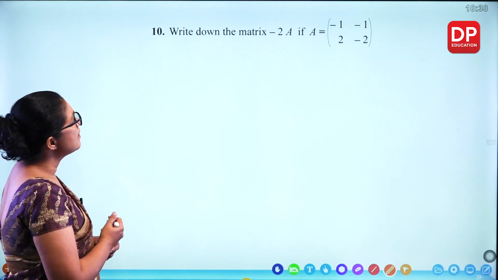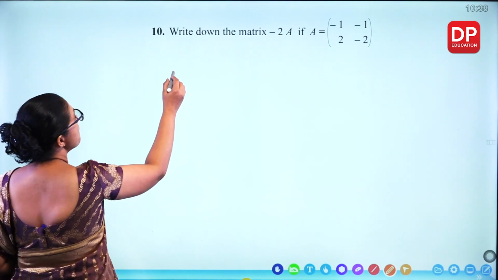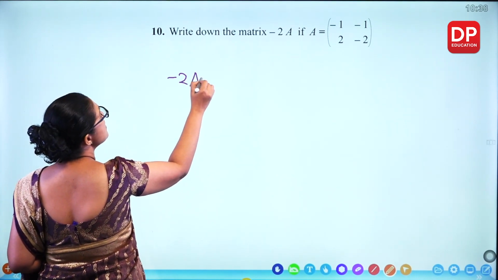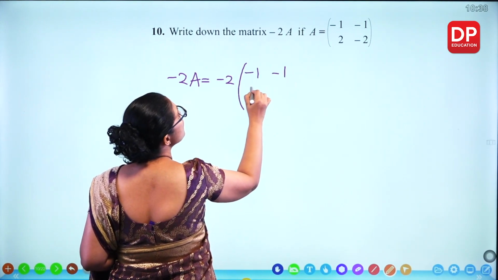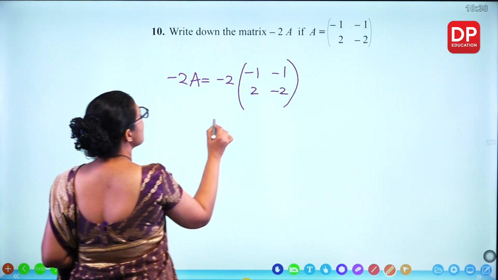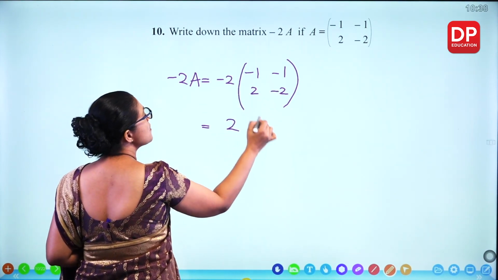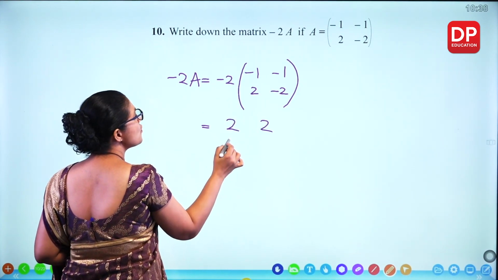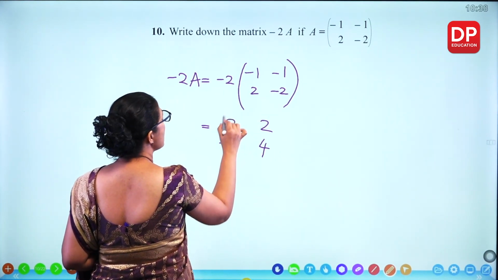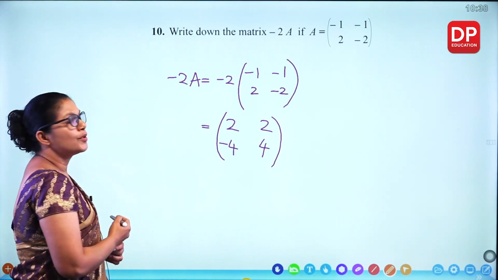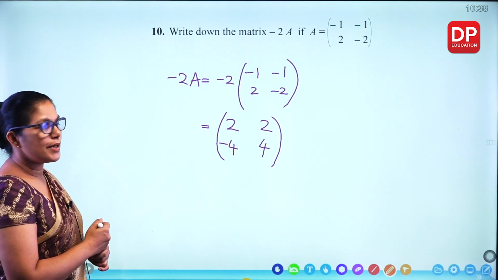Question number 10. Write down the matrix minus 2a. Minus 2a means you multiply all the elements by minus 2. Multiply minus 2 times minus 2, 2. Minus 2 times minus 1, 2. Minus 2 times 2, minus 4. Minus 2 times minus 2, plus 4. So remember, multiply all the elements by the number.